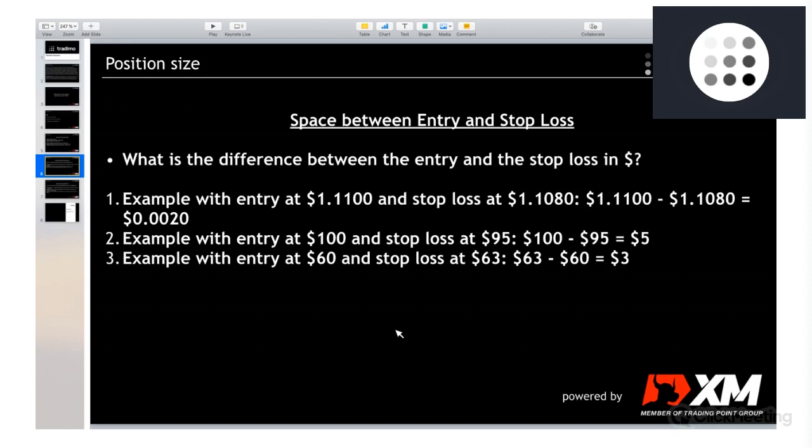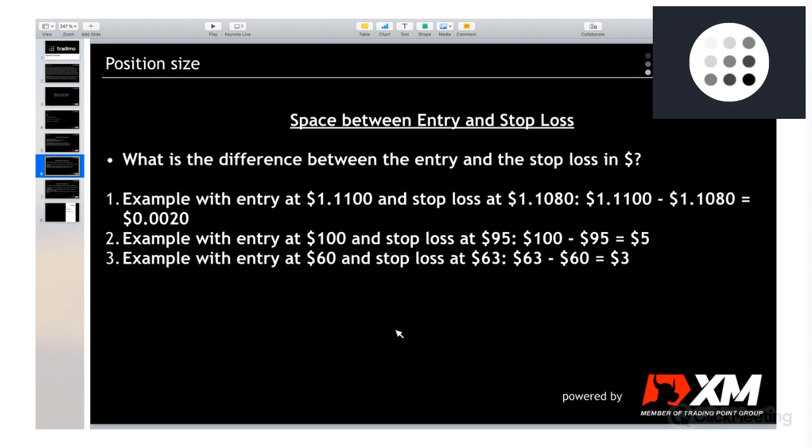Or the third example is if you want to enter a trade at 60, and now the stop loss should be at 63. Sounds a little bit confusing, but maybe one of you can tell me why this is possible. To enter a trade at 60 and the stop loss is at 63. Why is this possible, guys? Don't be shy, give me an answer. I'm pretty sure one of you knows the answer.